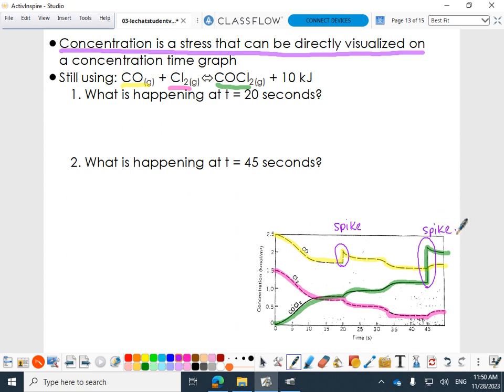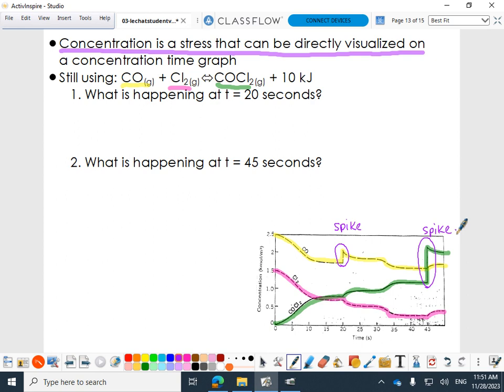Okay, so you can say with certainty the stress, or what has been disturbed, is the concentration of CO at 20 seconds and the concentration of COCl2 at 45 seconds. So when you have a spike, whether these are both increasing spikes or you could decrease it as well, just like we talked about yesterday, then that's the reason you get a spike. Unlike at 32-ish, 35 seconds, where none of the lines are spiky, but they aren't level anymore.